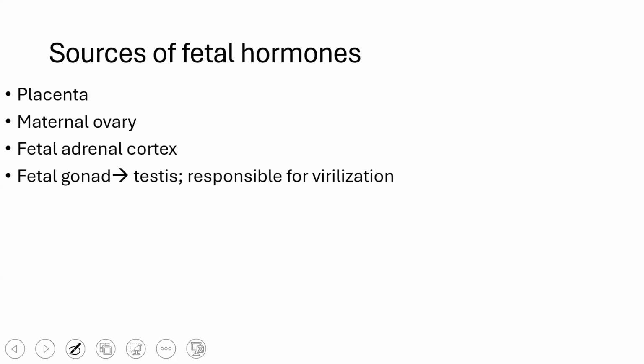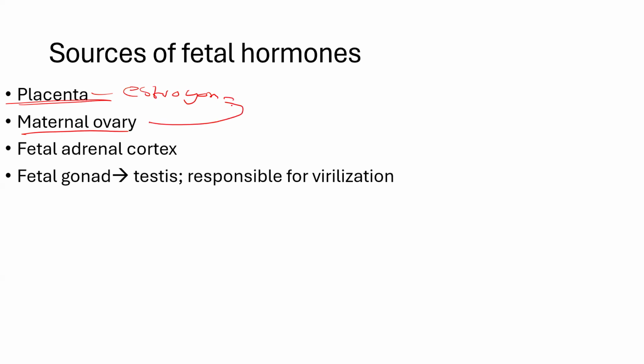Now, what are the sources of fetal hormones? Fetal hormones come from the placenta. The placenta produces estrogen, the same as the maternal ovary.